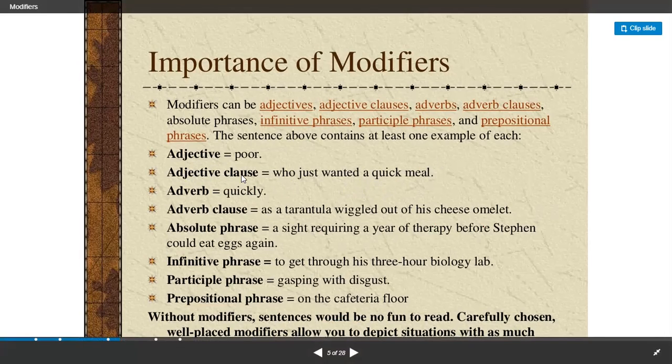So I want to tell you here from the paragraph, the word "poor" in "poor Stephen" is a modifier, because it tells me how the writer feels about him. "Who just wanted a quick meal" describes Stephen and why he is poor. And then he quickly got a meal. And then "as the tarantula wiggled": all of these things are examples of modifiers.